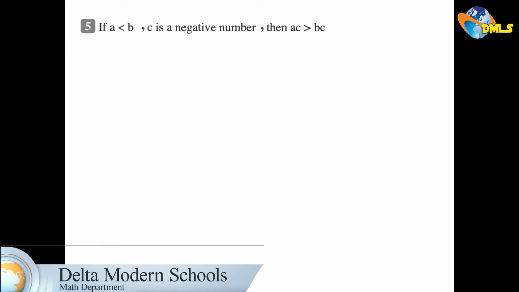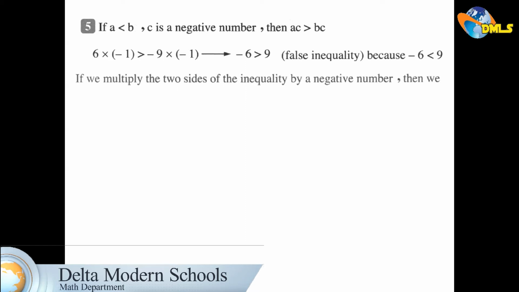Property number 5, if A less than B and C is a negative number, then AC is more than BC. For example, 6 times negative 1 is more than negative 9 times negative 1. So negative 6 is more than 9. False inequality because negative 6 is less than 9. So if we multiply the two sides of the inequality by a negative number, then we change the sign of the inequality to the opposite side.